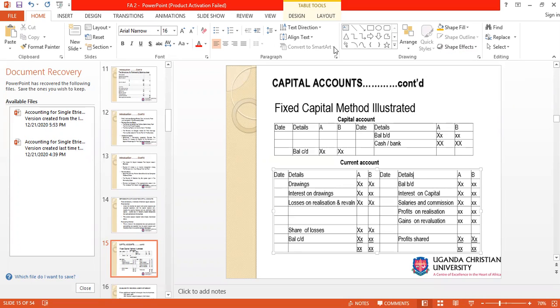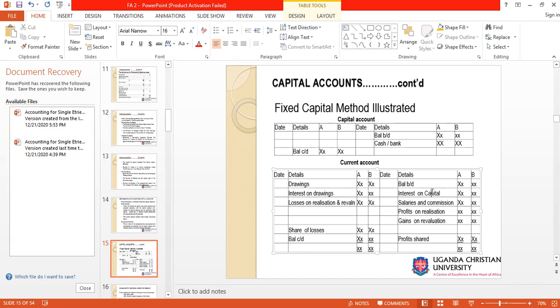We have talked about the maintenance of capital accounts using the fixed capital balance method and the fluctuating balance method. With the fixed capital balance method, you open a capital account in that format. Then you open a current account. The current account records the transactions between the partners and the business. It will have a balance brought forward because it is capital. Capital has a credit balance, so we normally put balance brought forward this side.